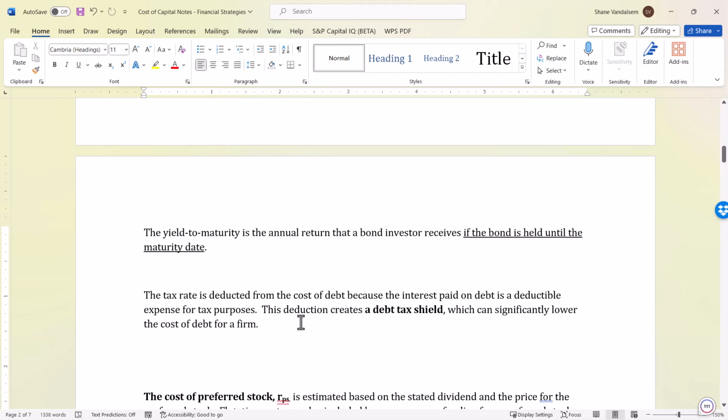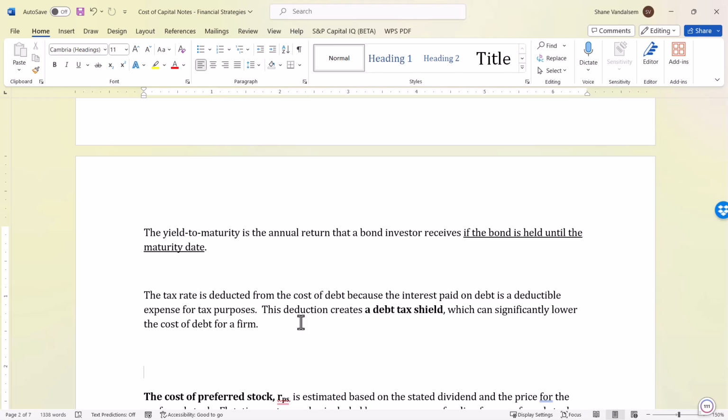So the deduction creates a debt tax shield, and later on in the course we're going to talk about capital structure, and we're going to determine the value of the debt tax shield for a corporation when they take on debt. But for now, what I want you to know is that this is an important reason why companies take on debt, because their ability to deduct interest for tax purposes lowers that cost and makes it substantially lower in many cases.